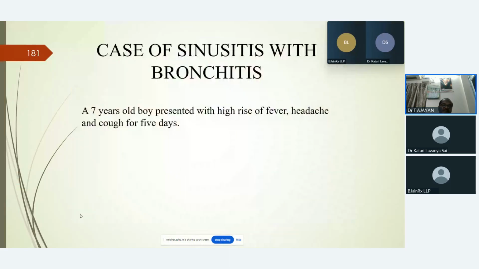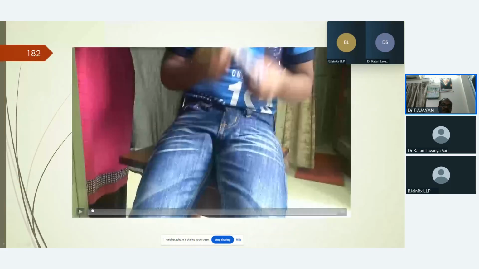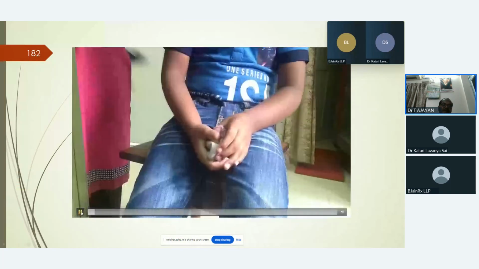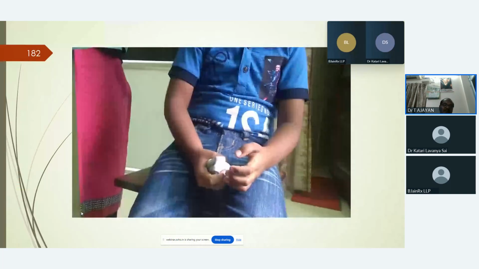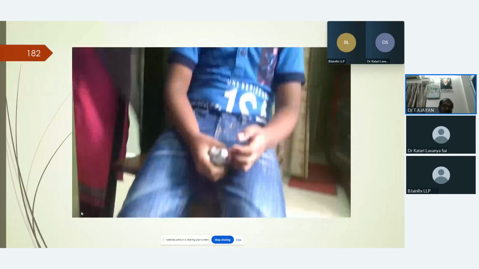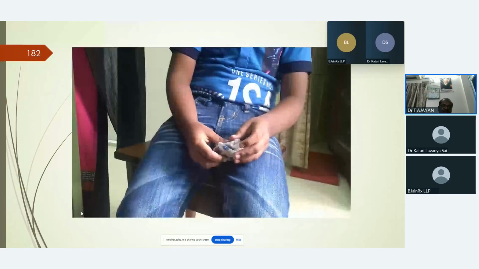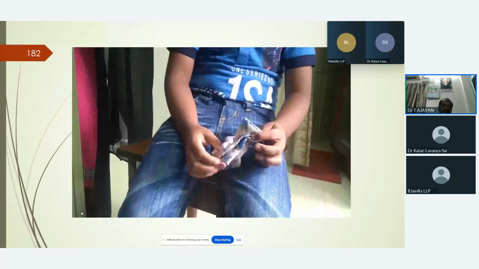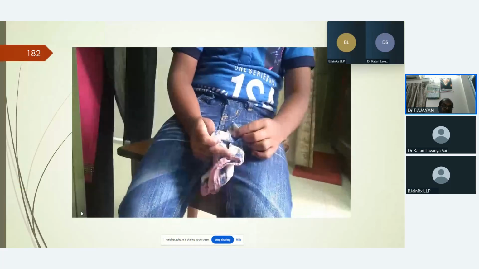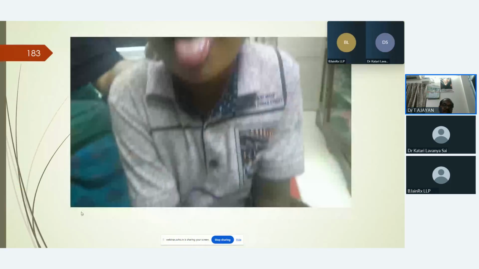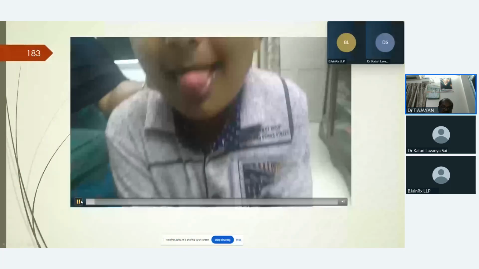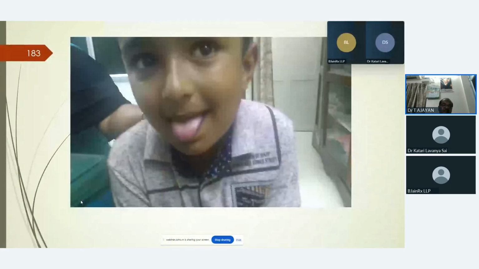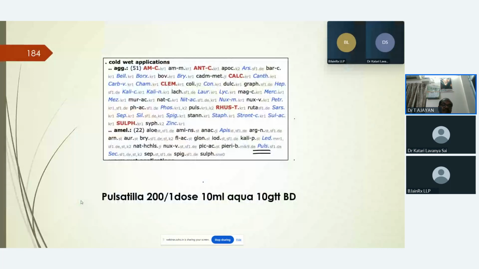Look here, a case of sinusitis with bronchitis with a high rise of temperature. A child in clinical studies presentation always keeps one towel in his hand, and inside the towel he keeps ice cubes. Just ask the patient why they are using this. He always wipes the ice with the help of this towel for the coldness. Then the next day itself, the patient is absolutely normal. The related rubric we selected is Pulsatilla.